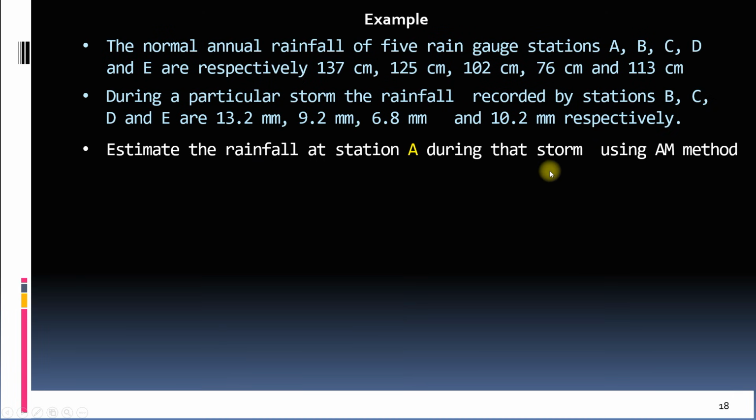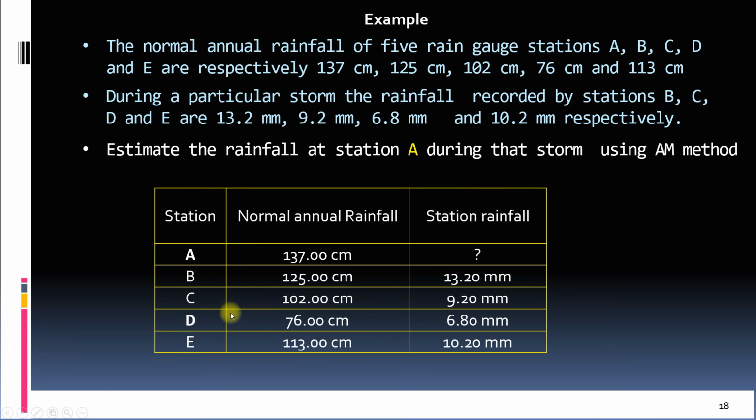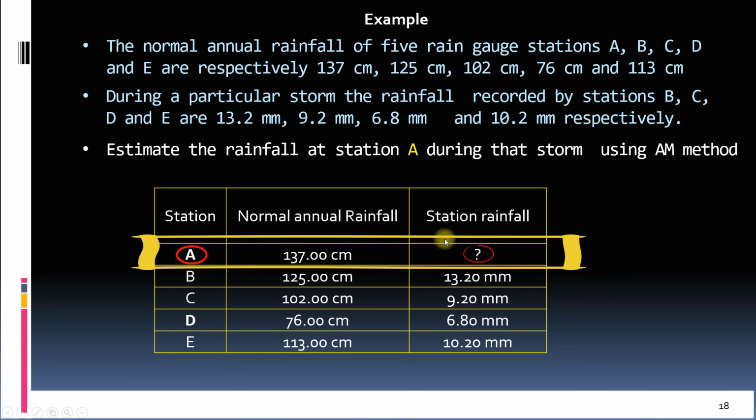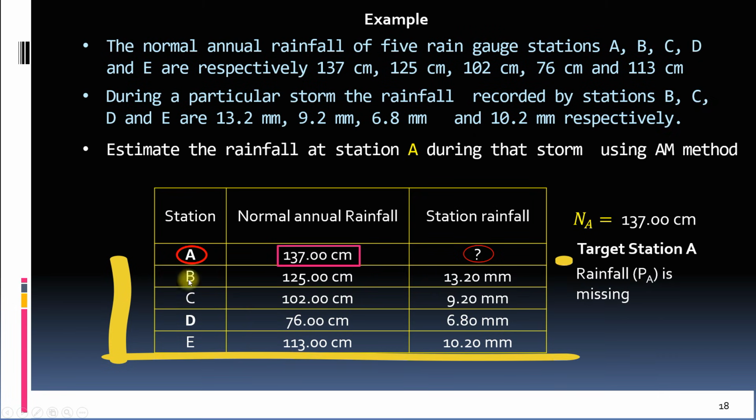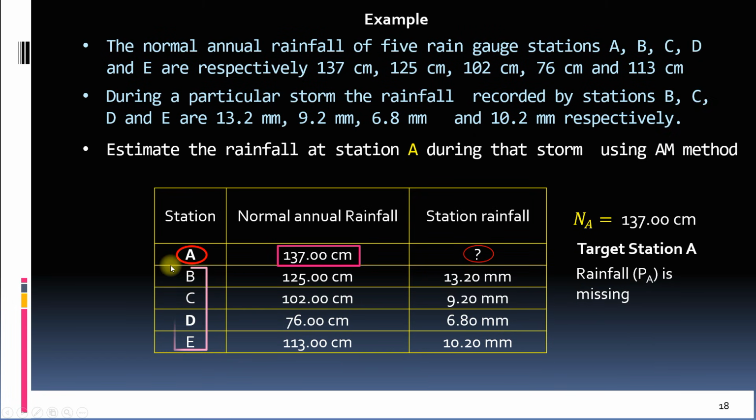Let us write this data into tabular form. Station A is the target station for which the storm rainfall is missing. Its normal annual rainfall data is known, 137 centimeters. Stations B, C, D, E are the 4 index stations for which storm rainfall and normal annual rainfall for that period is available. Note the units here. Normal rainfall is in centimeters and rainfall for a particular day is in millimeters.